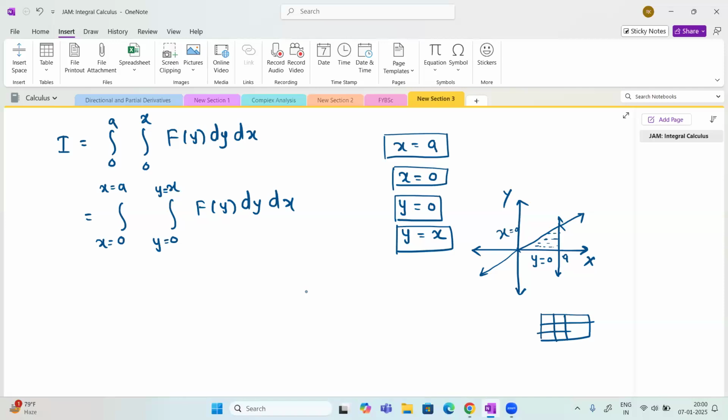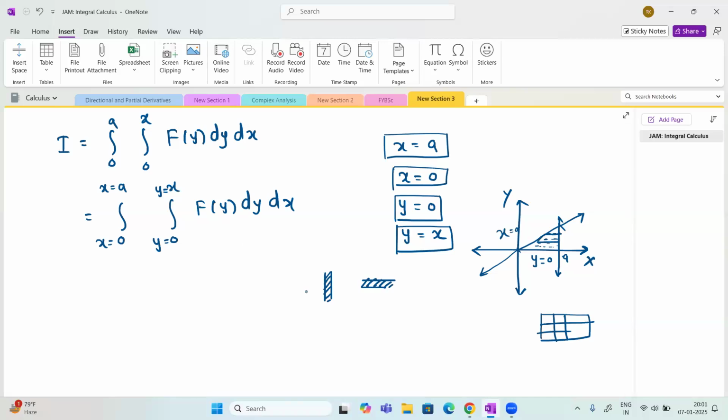Yes, sir. Inner integration with respect to y. That means the given strip is parallel to the y-axis, since the inner integration is with respect to y. But what we want to do is interchange. That means we are supposed to consider a strip parallel to the x-axis. Okay, then we will get the required thing.